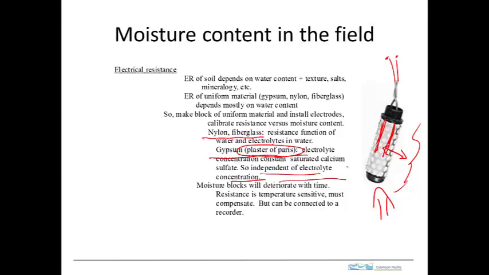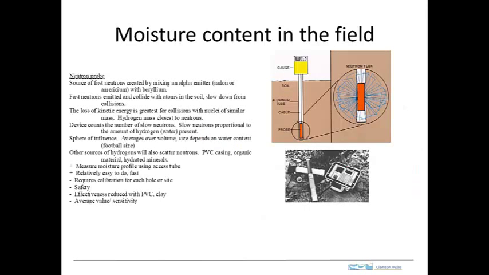These gypsum blocks were one of the early soil moisture sensors. They're still available today, and I think they're used in some cases, but there are probably other sensors that have superseded these gypsum blocks. So we can also measure the moisture content of soils using the ability of the soil to scatter neutrons. And so what's done is to have a sensor here that has a radioactive source that emits neutrons. And let me do a little sketch.